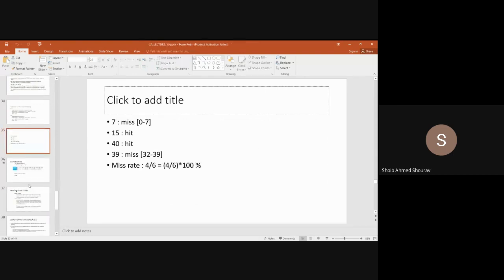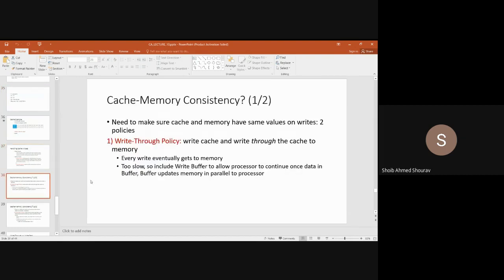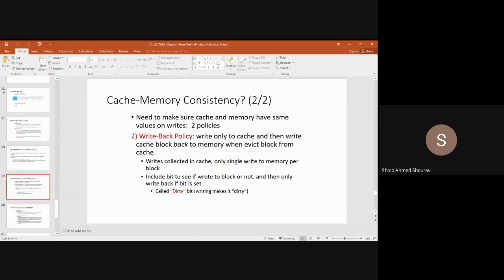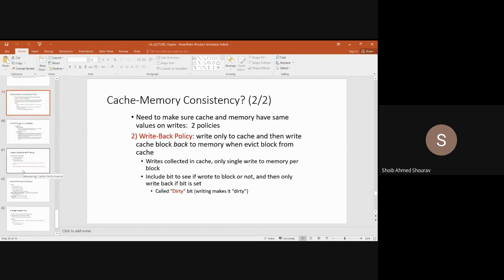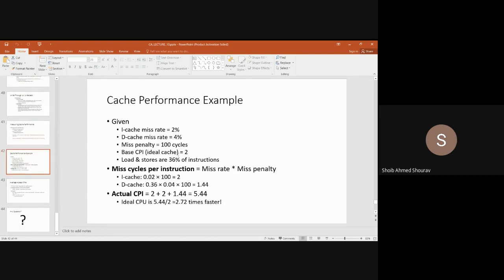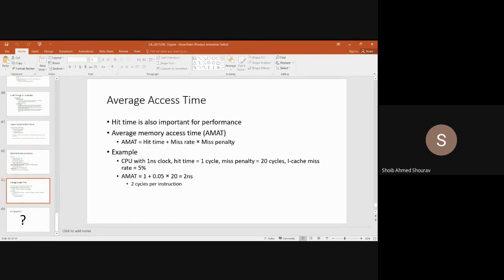Then we have seen theories like what is write through policy, what is write back policy, and then we have seen the mathematics to find out the miss cycles per instruction for ICache, DCache, and the actual CPI as well. All these values will be given in the question. We may have to find out the miss rate from some question, and then average memory access time. Maybe the miss rate we have to find from some other math. So this was the review for the entire lecture in brief.